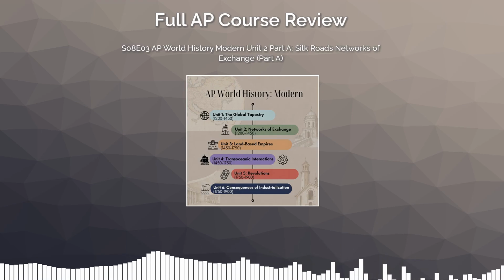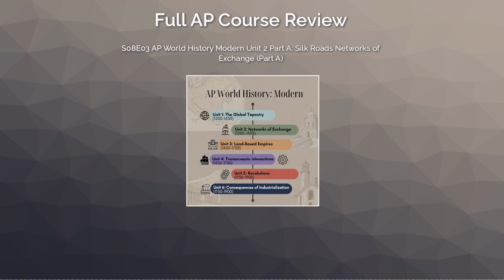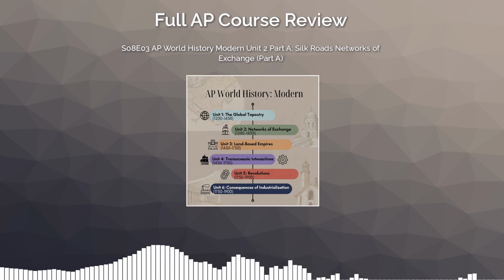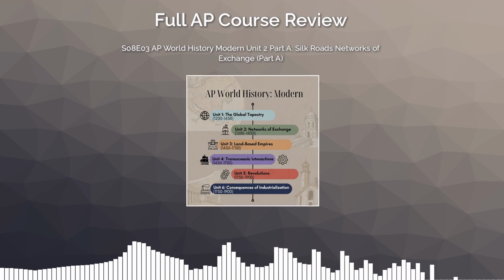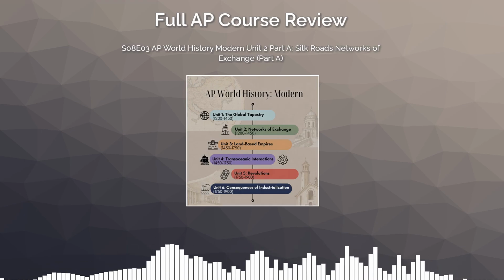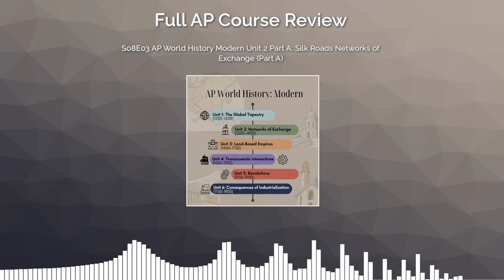The Portuguese captured Malacca in 1511, just as they had targeted Hormuz as part of their strategy to seize control of the Indian Ocean trade network. Again, file that cross-unit connection away for Unit 4.